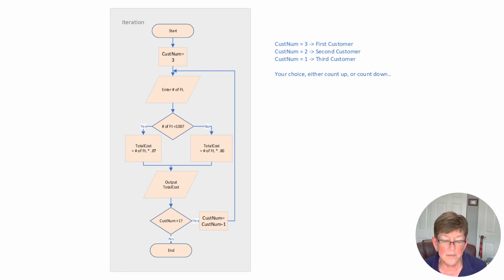At the end of that process, the customer number is 1. Is that greater than 1? Since it's not true, then the loop is ended, and in this case, the process ends. So that's basic flowcharting.